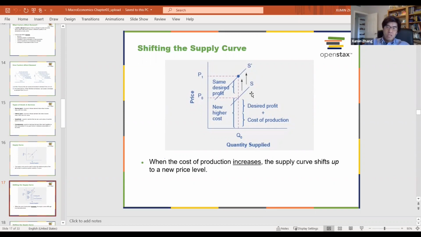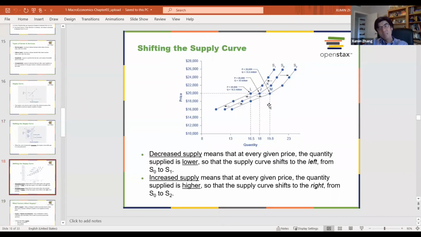All right, a shift to the left is a decreased supply. Why do we say this is decreased supply? At the same price, for example P0, if this supply curve goes up or to the left, you will see the quantity is much lower. A shift of the supply curve to the left is a reduction of the supply, okay? The reason can differ, but the one we use most often is the input price increase. And in the opposite case, the supply curve shifts to the right.